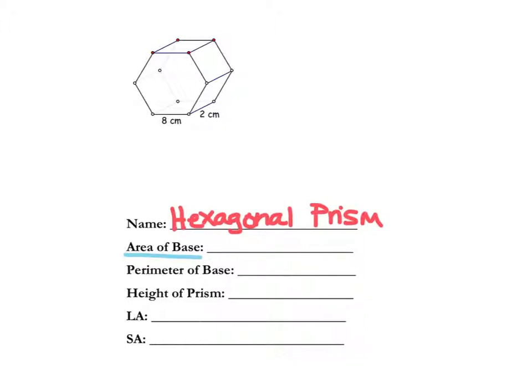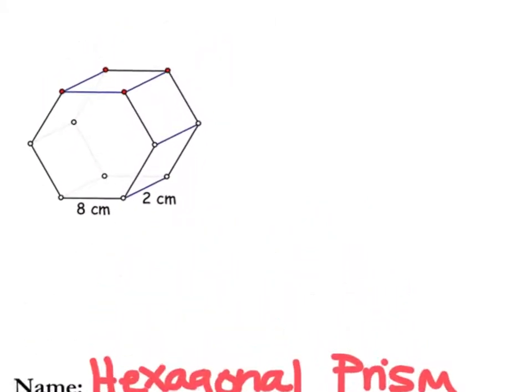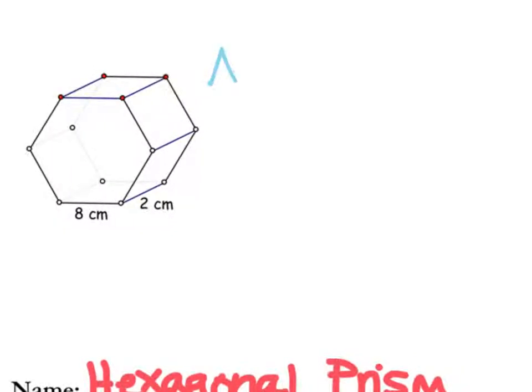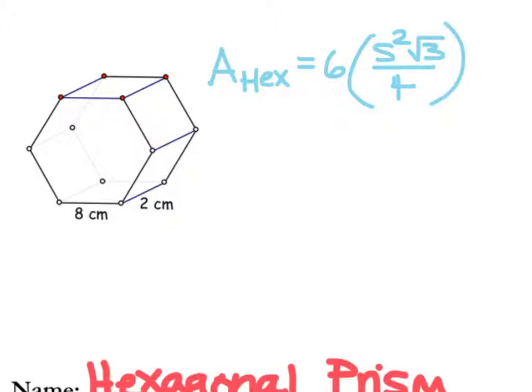A hexagon, and a hexagon only, is made up of 6 equilateral triangles. So the area of a hexagon is 6 equilateral triangles. So 6 times the equilateral triangle formula, which is s squared root 3 over 4. Okay, s being the side. The side of the hexagon is 8. So we're going to go 6 times 8 squared root 3 over 4.